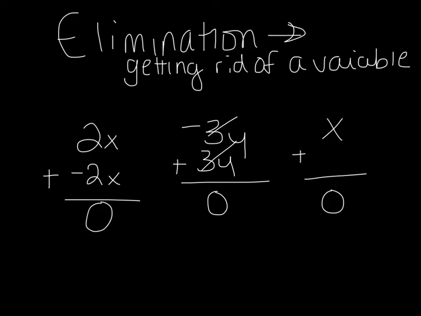And then what would we add to x to make it equal 0? Well, we would add negative x to make it equal 0. So that means the y's would eliminate, and the x's would eliminate. Same idea for all three of them.